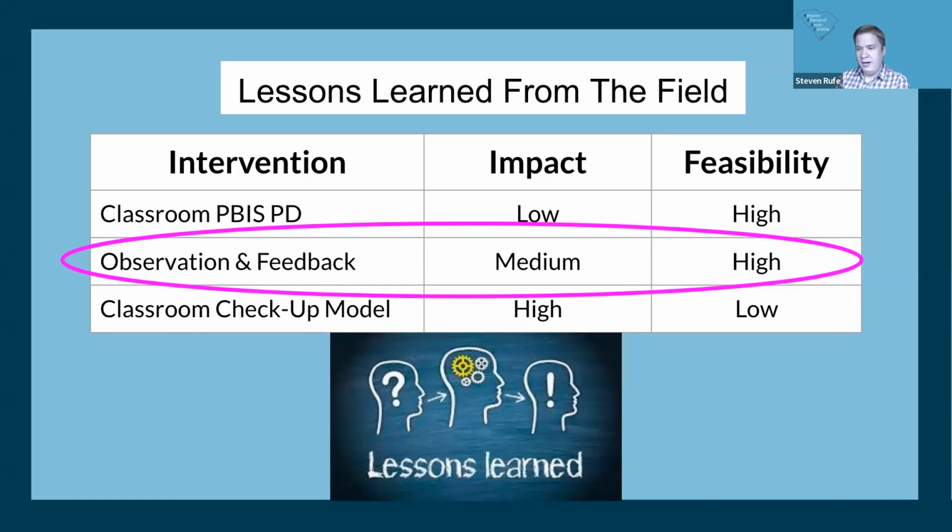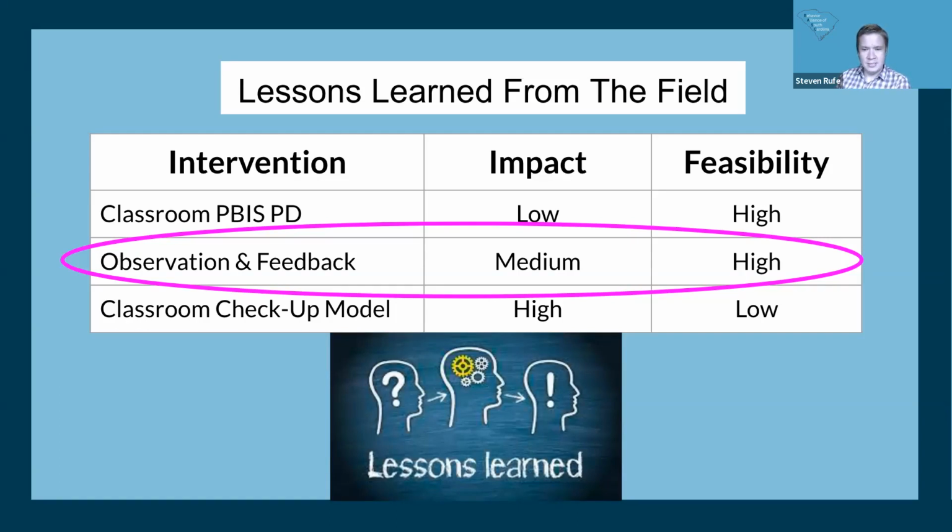We also thought on the other end of the spectrum about using something like the classroom checkup model. The classroom checkup model is a fairly intensive support for an individual educator that involves cycles of observation and feedback and regular touch points with an educator. The impact of this is extremely high as the educator is getting regular feedback, has cycles for reflection, and is able to change their practice in real time with support from a colleague, a peer, or an administrator. The feasibility of this was very low, however, especially in a large district with tens of thousands of educators.